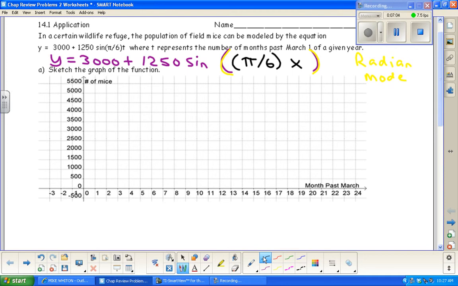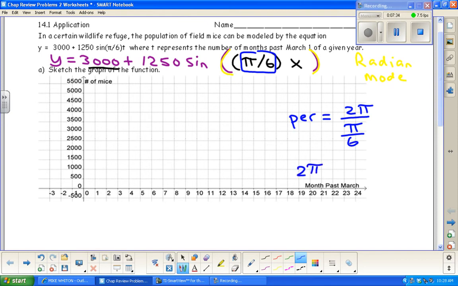So what I would do, we know the amplitude is 1250. We know there's a vertical shift here, this 3,000. Let's figure out the period so we know where to put our marks along the x-axis. So the period is going to come from using the b value here, and this pi over 6 is the b value. Okay, so let me do this here, then we'll erase it. The period is always 2 pi divided by the b value. Okay, so 2 pi divided by pi over 6.